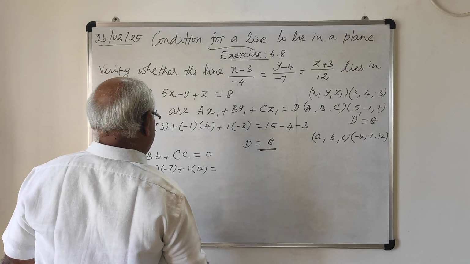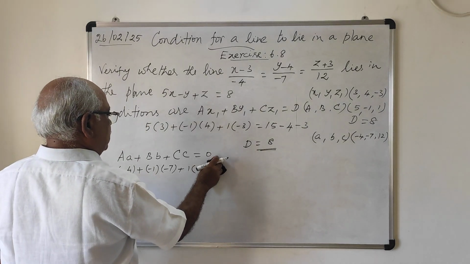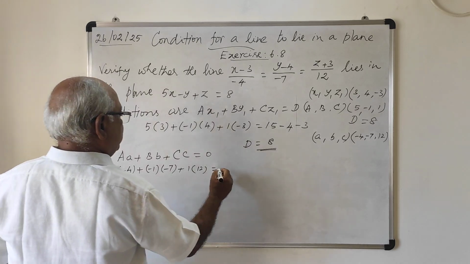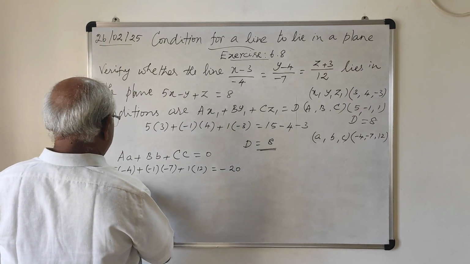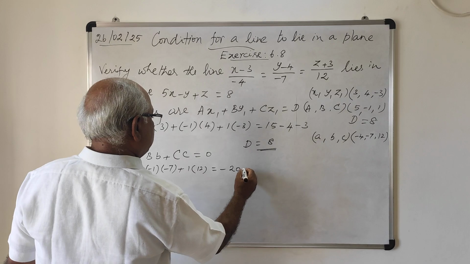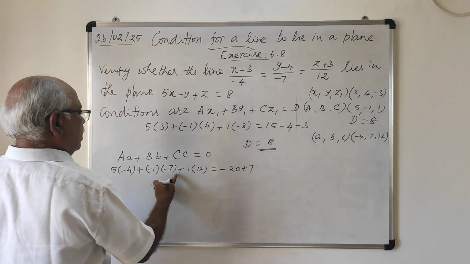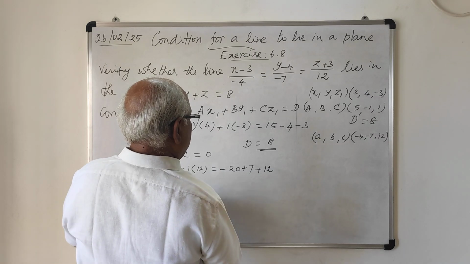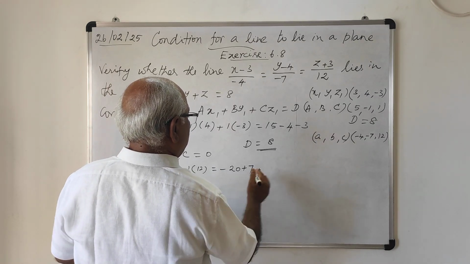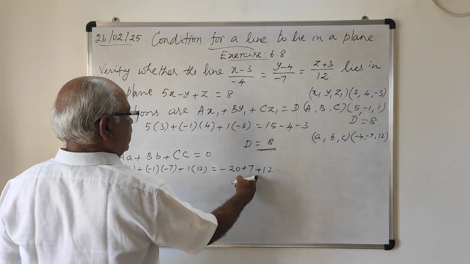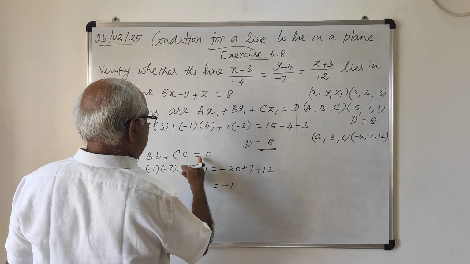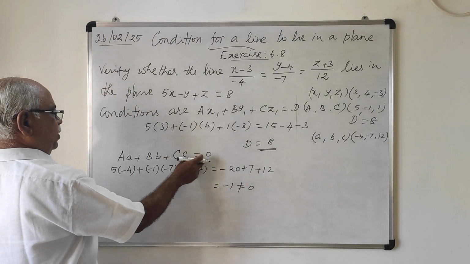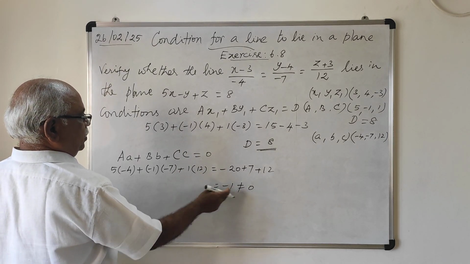We have to check whether this is equal to 0. This is equal to -20, plus 7 and plus 12. So 20 minus 19 is equal to -1. It should be 0, but here we have -1, so it is not equal to 0.